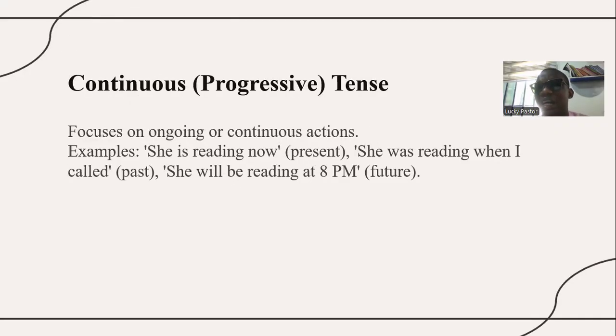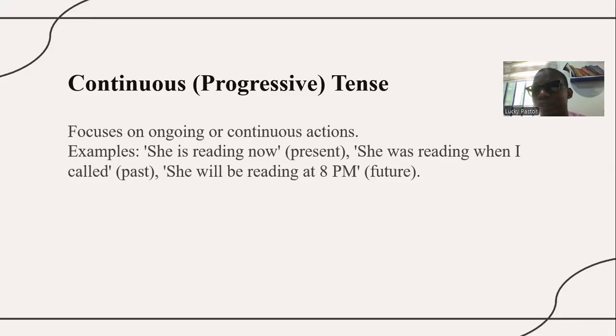Now we have continuous or the progressive tense. This focuses on ongoing or continuous actions, right? And of course, it applies to present, past, and the future. Now let's see examples. She is reading now. Present continuous tense, meaning this action is still ongoing, right? So she is reading now. She was reading when I called. She was reading, meaning an action that was ongoing before another took place. She was reading when I called. Then she will be reading by 8 p.m.